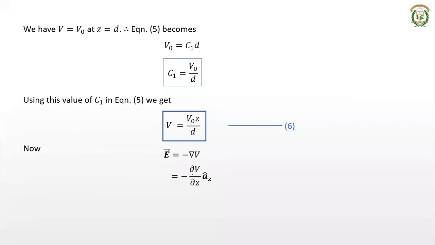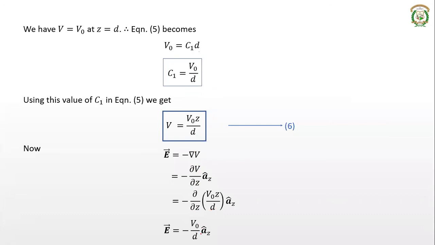So you have to differentiate V partially with respect to Z. What is V? We substitute V0 into Z divided by D. So it is minus ∂/∂Z of V0 into Z divided by D, with respect to Z. So what is the differentiation of this?